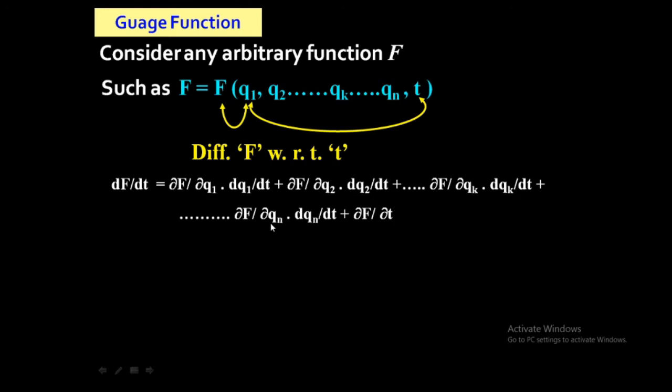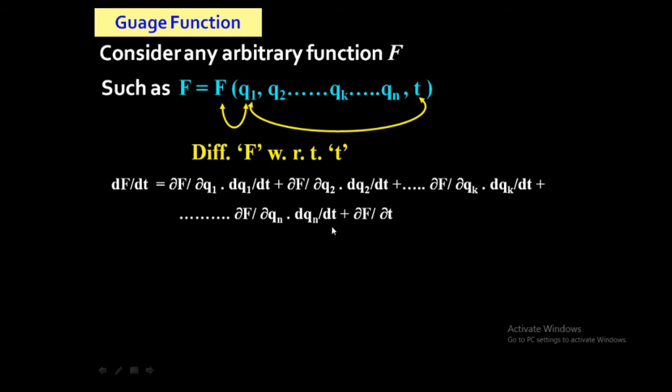Okay, so just write the summation over k is equal to 1 to n, del f by del qk and qk dot. This term you have to write inside the summation. Del f by del qk, okay, dqk by dt. First of all, dq1 by dt I can write as q1 dot. dq2 by dt I can write as q2 dot. dqk by dt I can write as qk dot. dqn by dt I can write as qn dot.